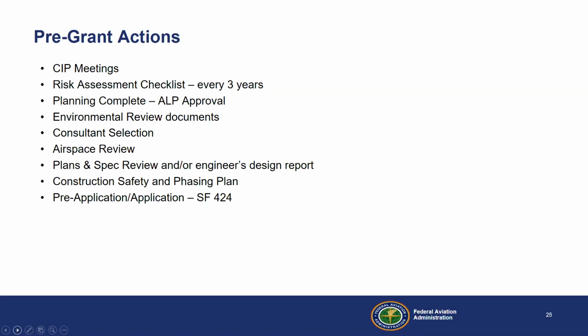This generally has been taking 30 to 60 days. Given some of the backlog because of COVID-19, I would strongly suggest getting your airspace into the system soon, if not by January, very, very soon. Making sure that you have your plans and specs and/or your engineer's design reports, your construction safety phasing plan, and then a pre-application or application, your standard form 424. In Minnesota, those are prepared by MnDOT as a channeling act state.